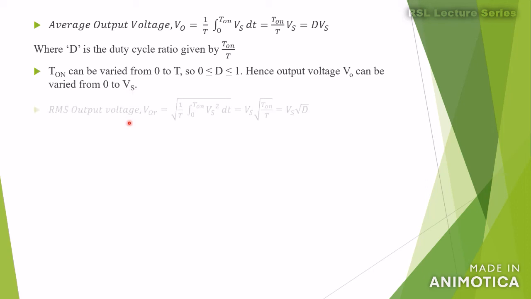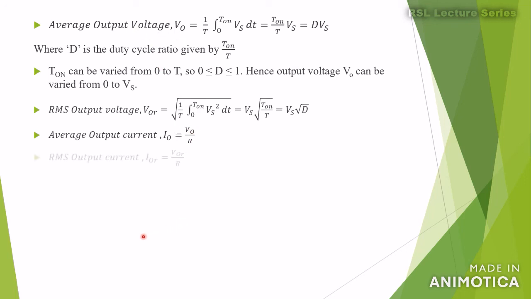Now the RMS value of the output voltage V0 RMS is equal to root of 1 by T integral 0 to T on Vs square dt. On simplification we get Vs into root of T on by T, that is equal to Vs into root D. Now the average output current I0 is equal to V0 divided by R, where V0 is the average value of the output voltage. Next, the RMS output current I0 RMS is equal to V0 RMS by R. Here R is the load resistance. For simplicity we are considering a resistive load.